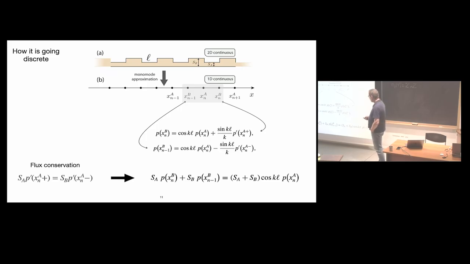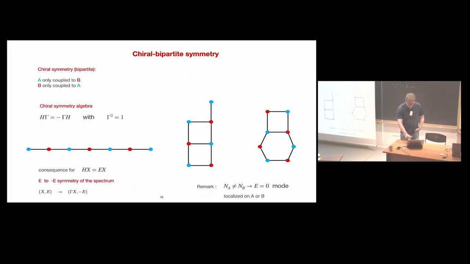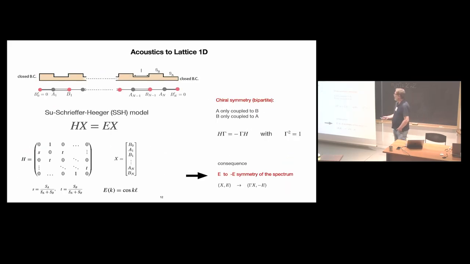And, okay, so we have a relation between the pressure at these 3 points, but we can eliminate the flux due to the flux conservation, and we obtain this discrete equation relating the point A_n to B_n minus 1 and B_n. And it is exactly SSH-like. So what it means is that now from this 2D waveguide, we have the 1D SSH model in the really native SSH form.